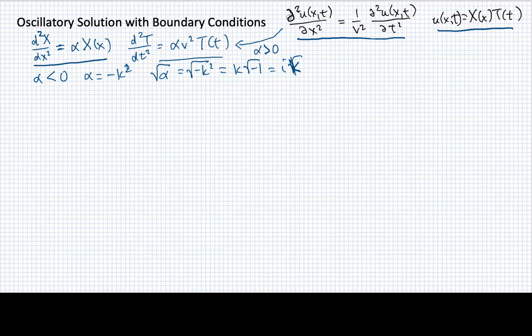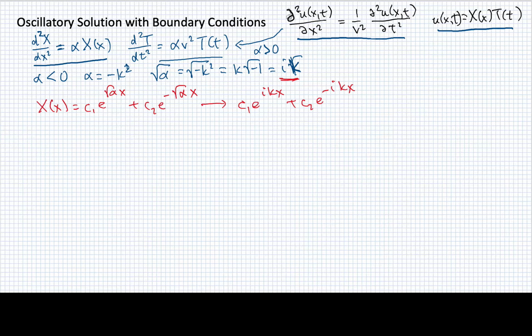So now we can take the solution that we had before for X of x. Remember, we wrote that solution as follows. We wrote X of x as c1 e to the, it was kx, but I'll write this as square root of alpha times x, plus c2 e to the minus square root of alpha times x. And now with this new definition of alpha, we can write this as c1 e to the ikx plus c2 e to the minus ikx.